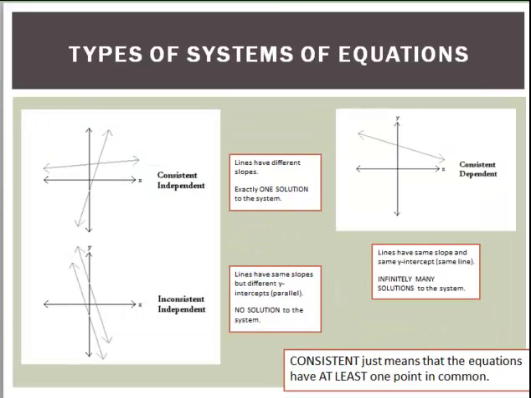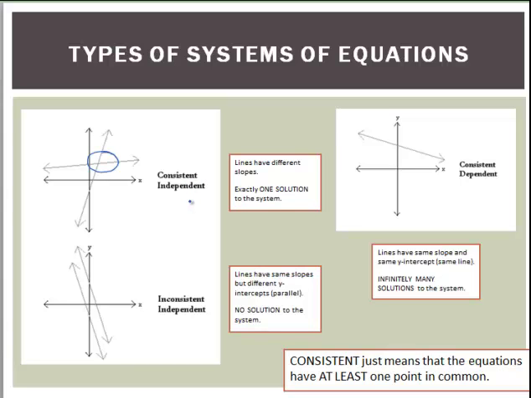Now there are different types of systems of equations. One like the one we just did, where you get one solution. That means the two lines do cross, and they cross in one place. This type of system of equations is called consistent and independent.